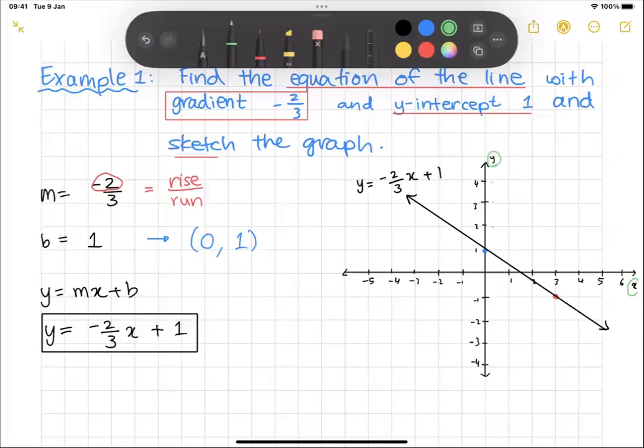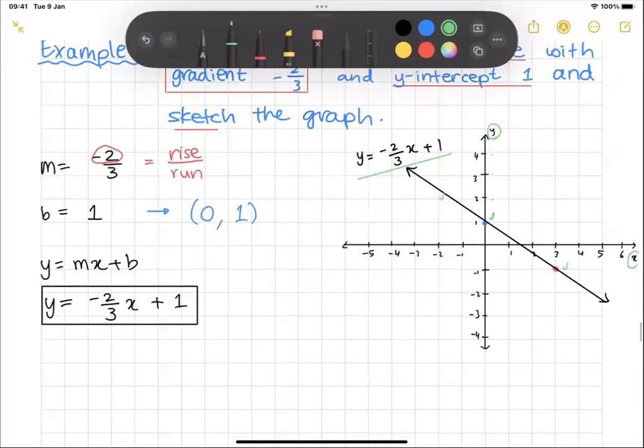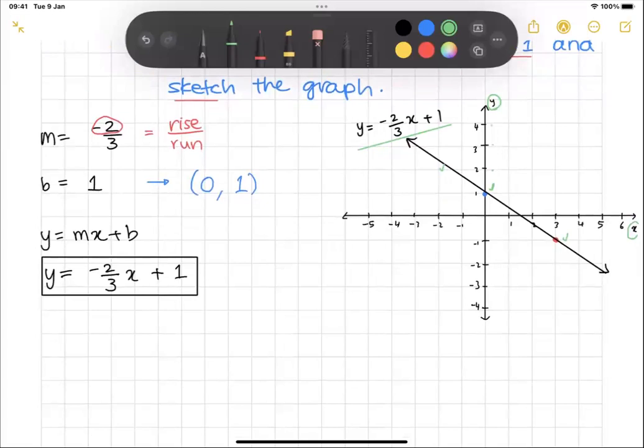You need to make sure that you plot your points correctly. Make sure that you draw a straight line using a ruler, have these arrows, and then lucky last, make sure you have your equation next to your line, just like this. Okay, those are important key things for you to know.